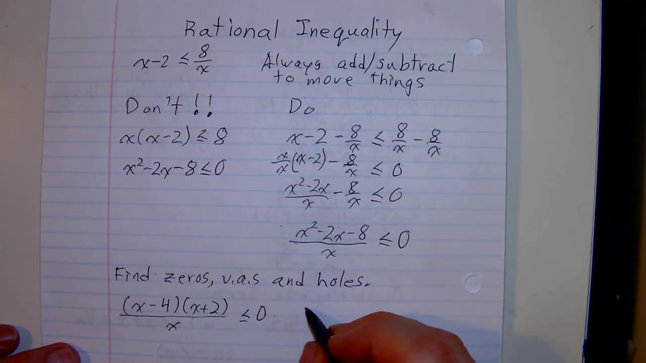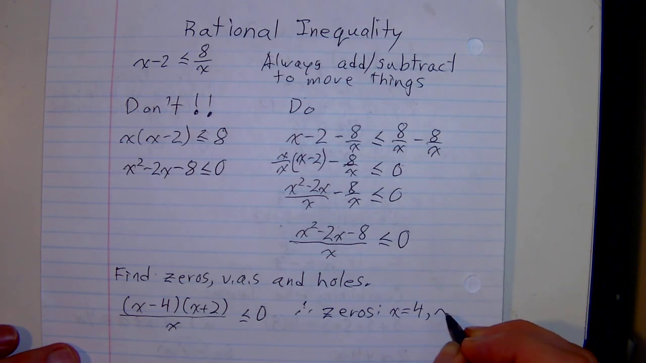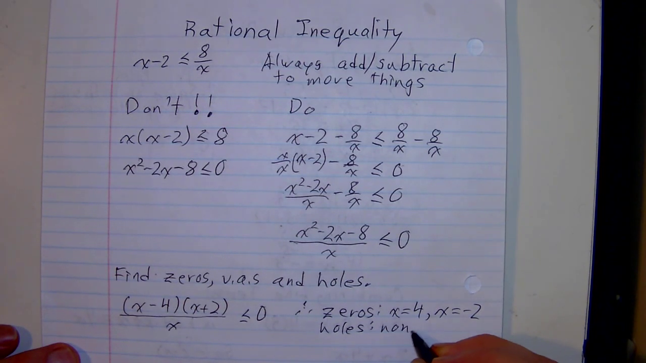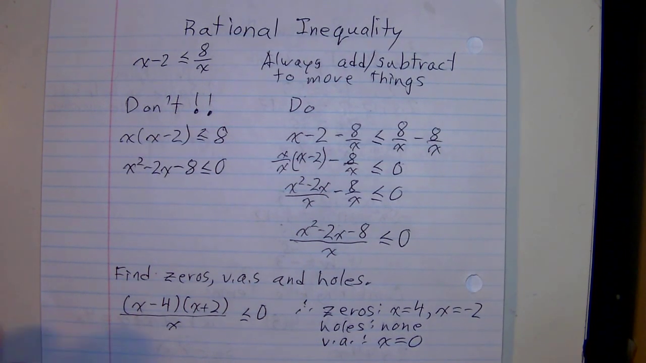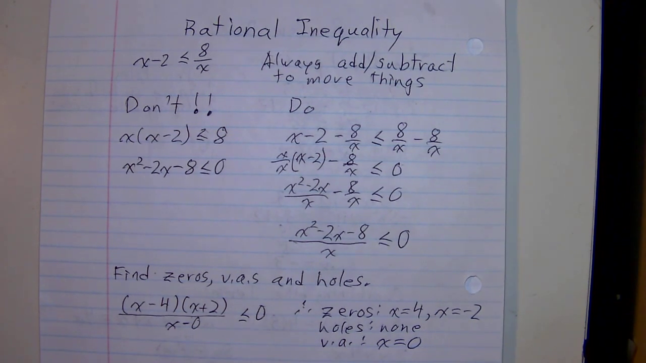And so we can see as a result that the zeros of this function would be at x equals 4, x equals -2. There are no holes. And there is one vertical asymptote at x equals 0. Okay, and that's because x is the same thing as x minus 0. All right.